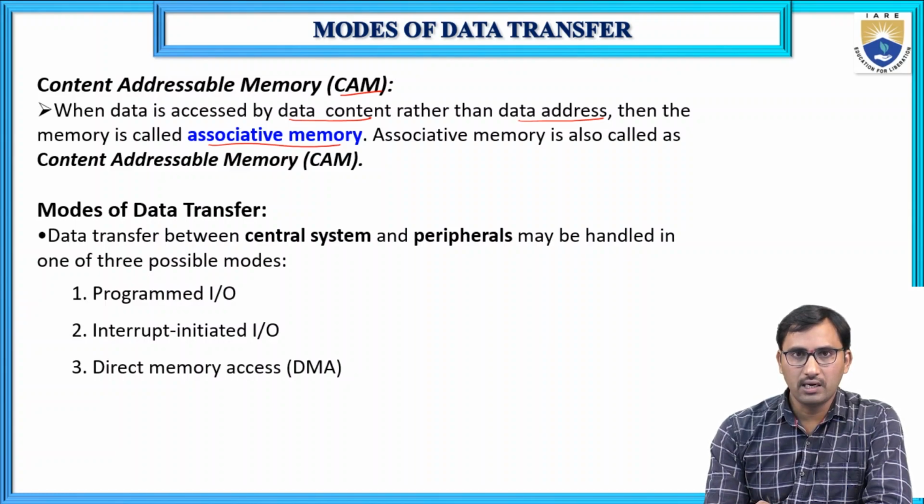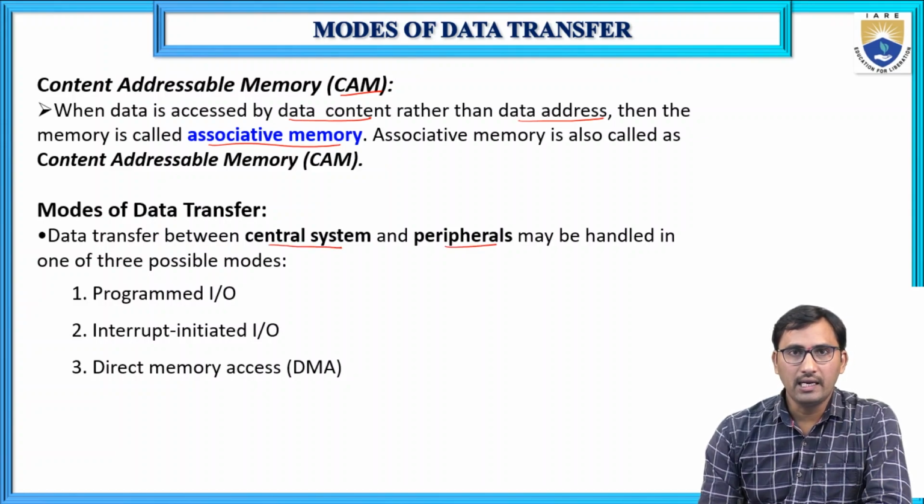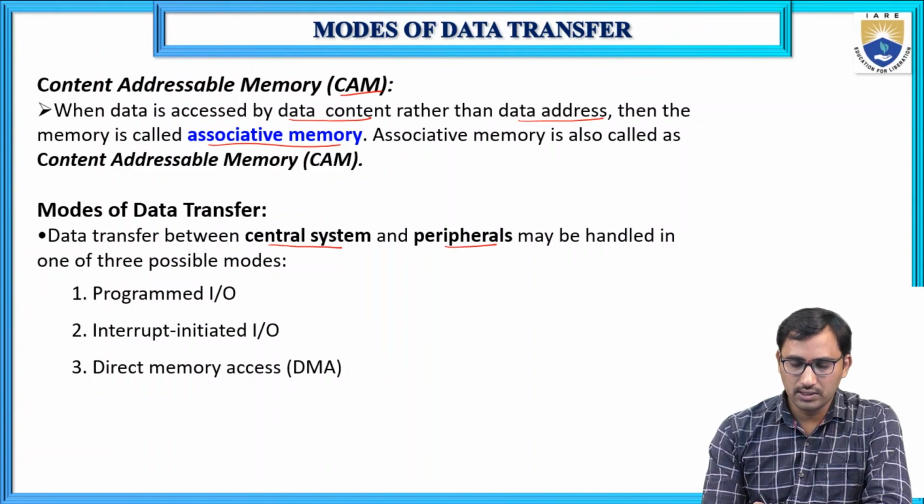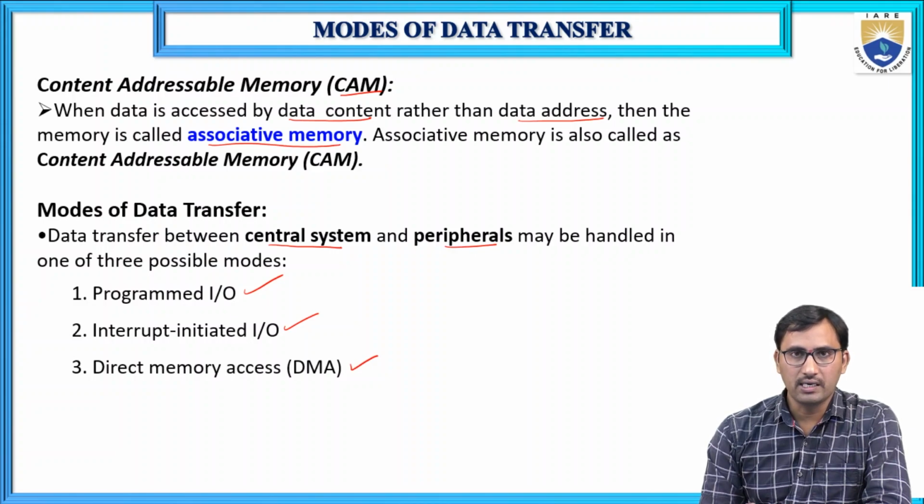And the modes of data transfer. The data transfer between the central system and peripherals can be handled in three ways. First one is the programmed I/O, the second one is the interrupt initiated I/O, and the third one is direct memory access. Using any one of these methods, we can transfer the data between the central system, meaning CPU, and the peripheral devices.